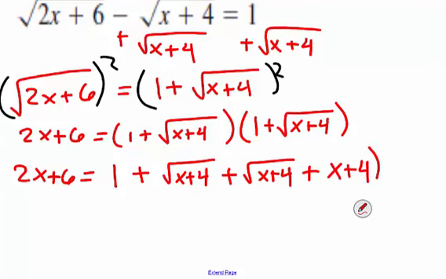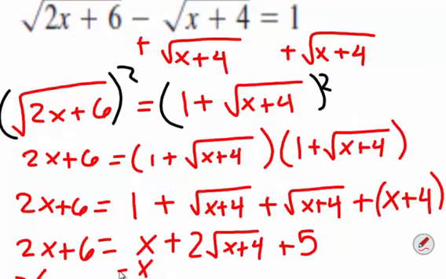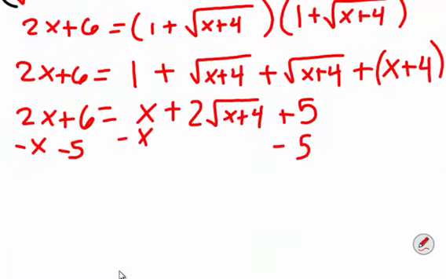Now we can combine our like terms, and we're going to get that radical by itself again, because then we're going to square it again. Again, we got to make sure our solutions work when we get done, because we might be creating extraneous solutions by all the squaring we're doing. Alright, so I'm going to subtract x and subtract 5 from both sides, so we can just square that 2 radical x plus 4 to get rid of the square root. So now we're going to be able to square both sides.